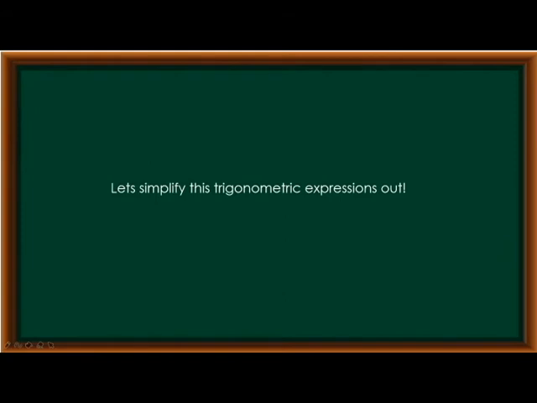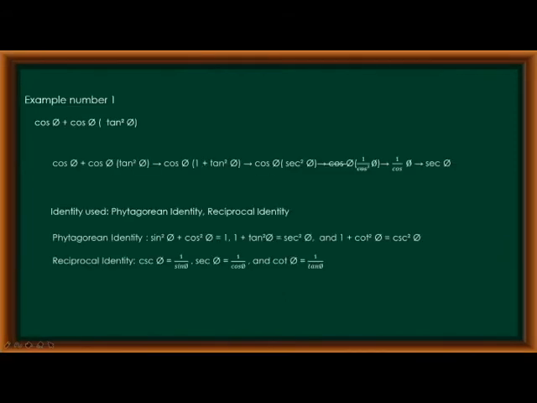Let's simplify this trigonometric expression. Example number 1. Cosine theta plus cosine theta multiplied by tangent squared theta. So the first thing that we're going to do is to factor out the expression. So the common factor of the expression is cosine theta. So cosine theta plus cosine theta multiplied by tangent squared theta is equal to cosine theta multiplied by 1 plus tangent squared theta. So the next thing that we're going to do is to use the Pythagorean identity. As you can see, 1 plus tangent squared theta has the same value as secant squared theta.